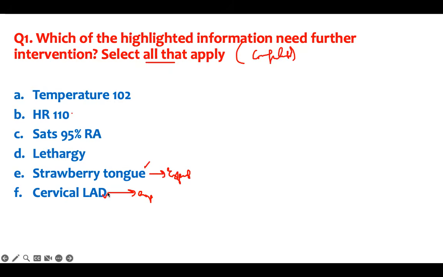Cervical lymphadenopathy, that's not. Lethargy, of course, because of the dehydration. 95 is okay in rheumatic kids. Heart rate of 110, yeah, all dehydration. And the temperature of 102, even though that one is expected, I'm still worried about it. The evidence of temperature means the coronary artery is in trouble.